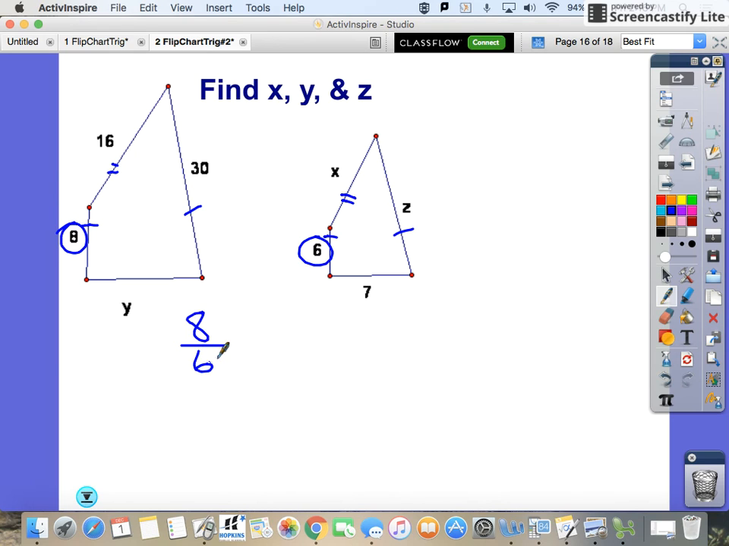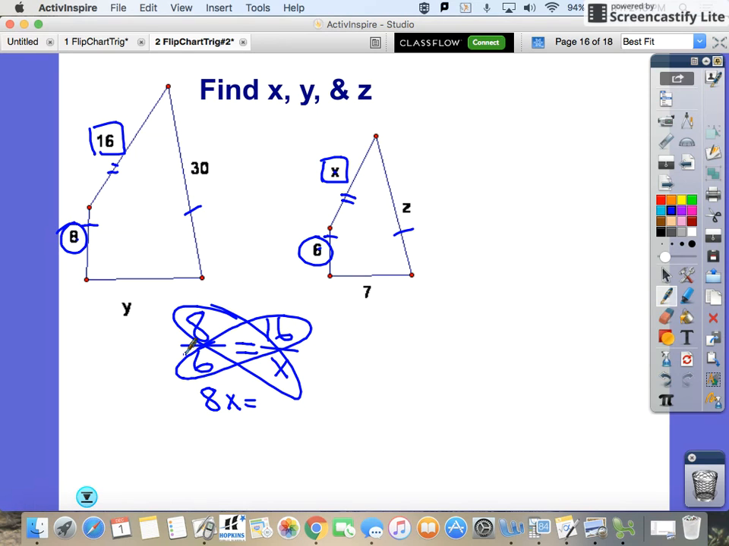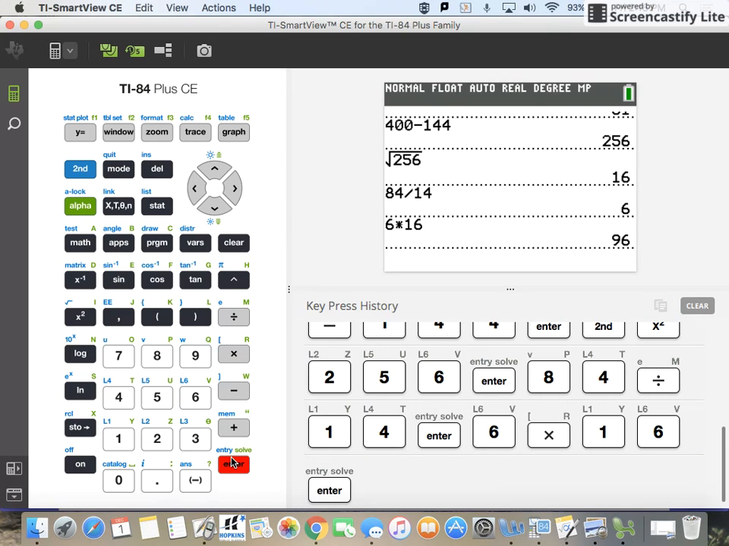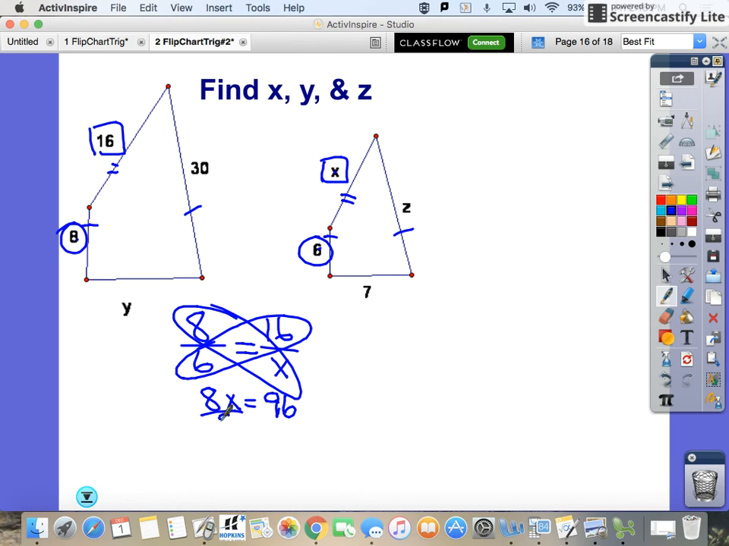So 8 over 6 needs to equal, let's do x first. 8 over 6 is 16 over x. Cross multiply. 8x equals 6 times 16. 6 times 10 is 60. 96? Let's see. 96. Divide by 8, divide by 8. X is 12.